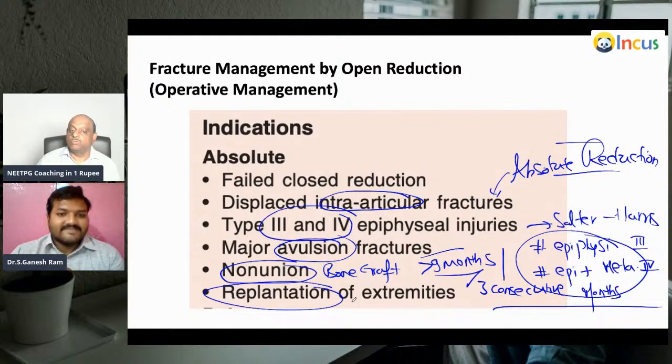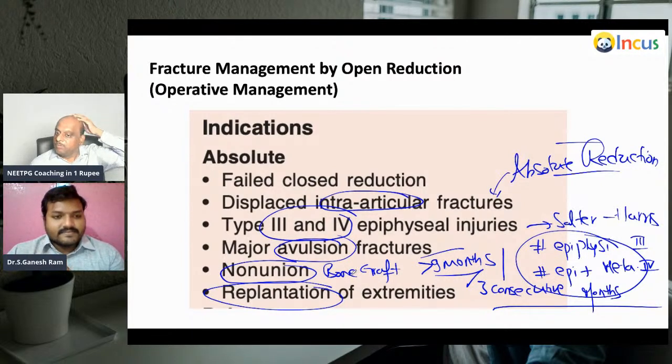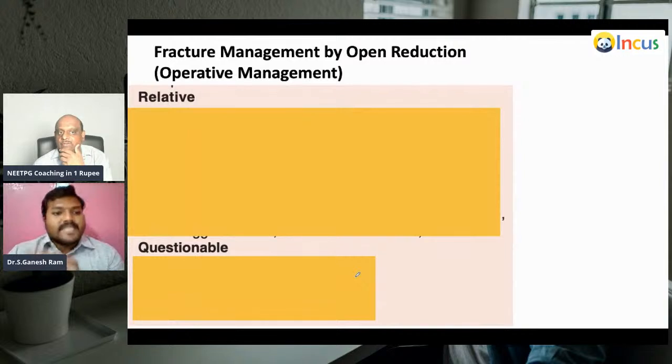Correct. So failed closed reduction, displaced intra-articular fracture, type 3 and 4 epiphyseal injury, major avulsion fracture, and non-union, which is defined by more than 9 months not having a union, or 3 consecutive months. Wonderful. So that's a great learning. And why non-union? Because we need to put a bone graft. Wonderful. Yeah, we need to graft it.